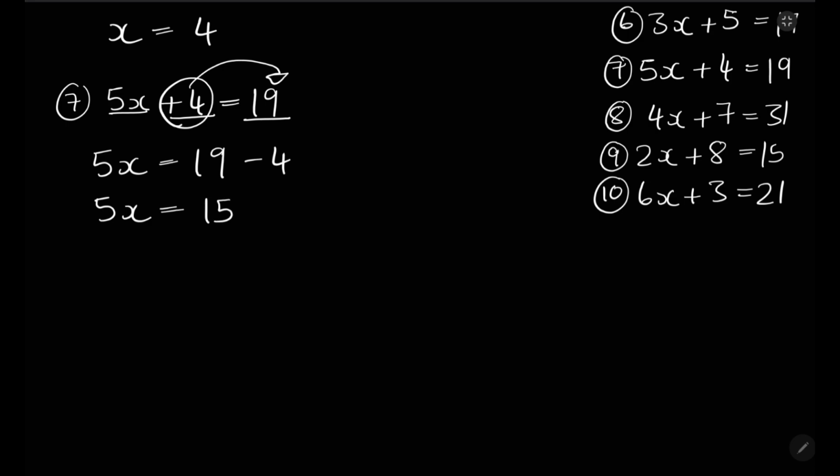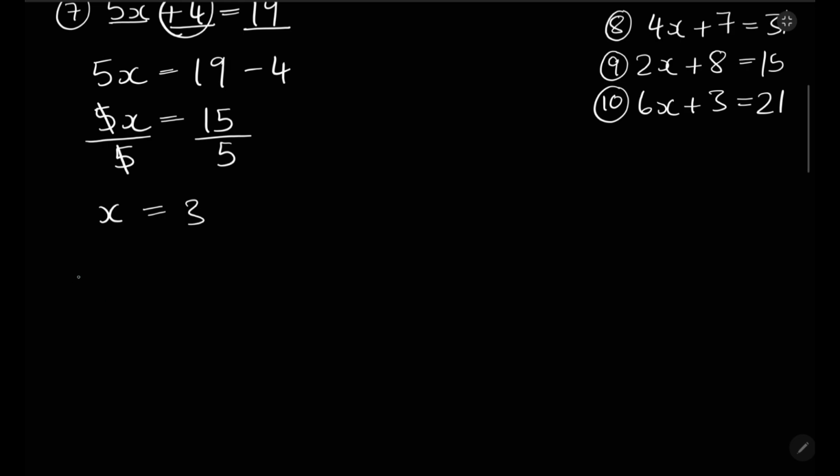Now let's solve for x. What's the next step? We have to divide both sides by 5. So this is 5x over 5 and 15 over 5. This cancels with that. We have x is equal to 15 divided by 5, which is 3. Let's try the 8th example.